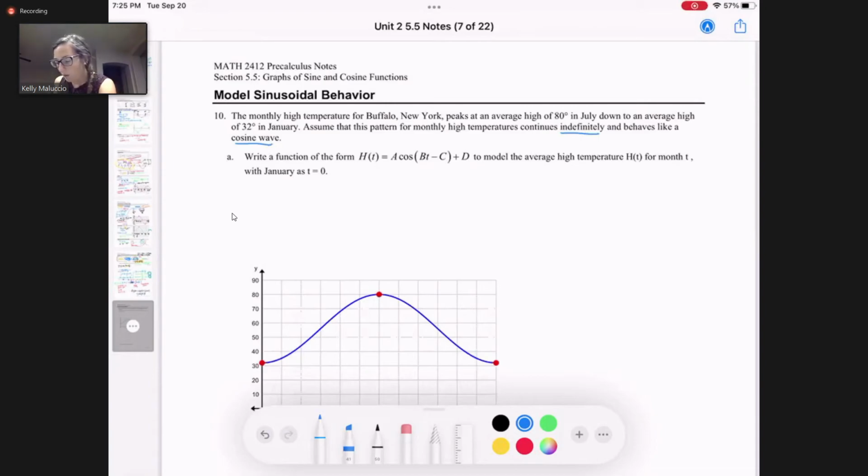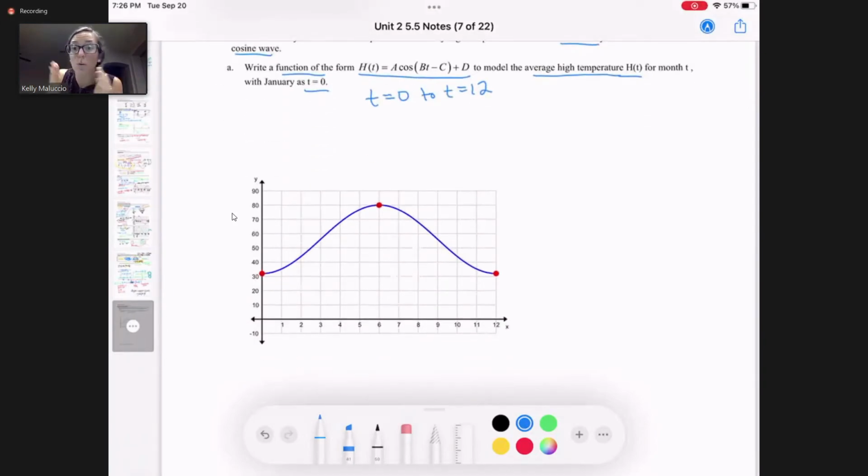Okay. We want to model the average high temperature h of t for the month where January is t equals 0. So we're going from t equals 0 to t equals 12, because if you kept going, 13 would repeat, right? One period should be 0 to 12. At least that's what we want.